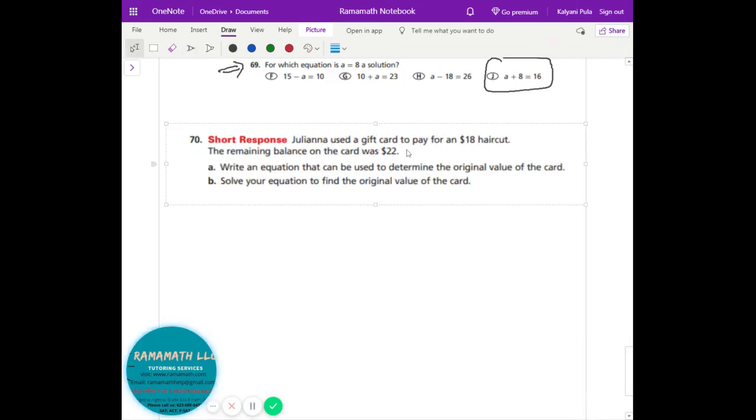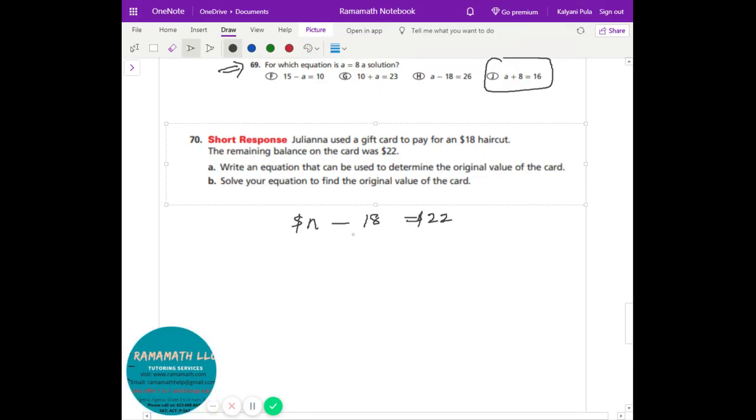So Juliana used a gift card to pay for the $18 card. And the remaining balance on the card is $22 left. So when you write the equation, she paid $18 and then was left with $22. So we don't know how much money is there. So we don't know how much money, and then take away $18 out of that, you still have $22.